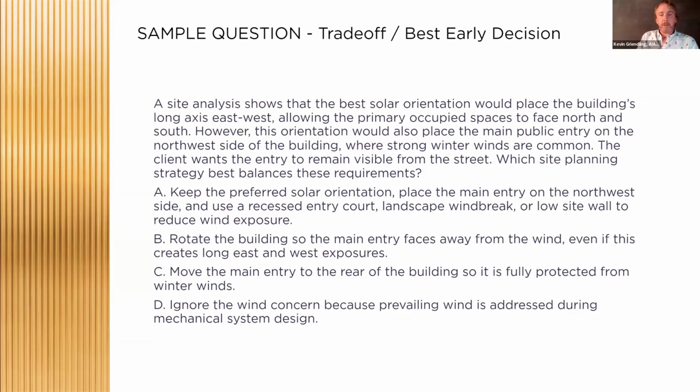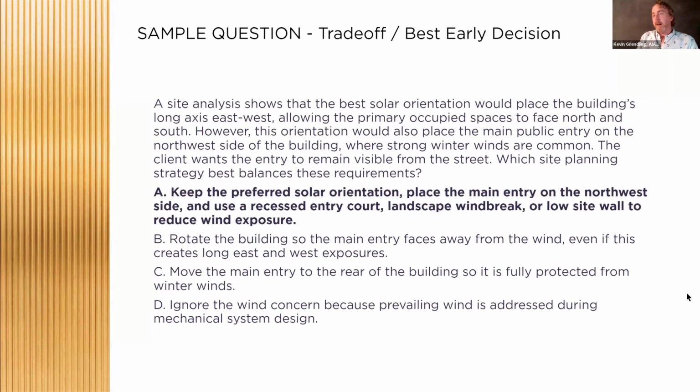C is move the main entry to the rear of the building so it's fully protected from winter winds. Or D, ignore the wind concern because prevailing wind is addressed during the mechanical system side. This one, again, fairly obviously going to be A.